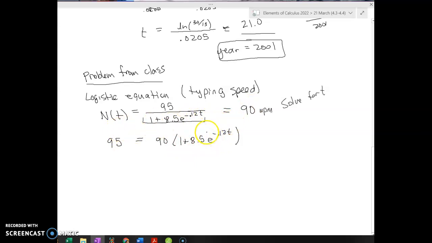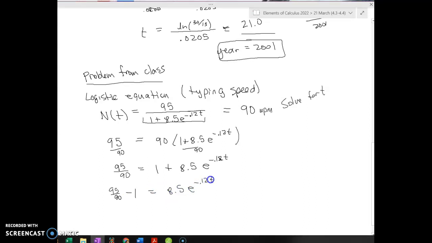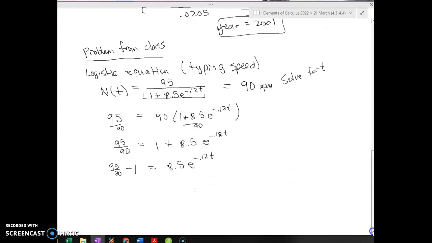And let's see, we want to get that t by itself. I guess we could divide both sides by 90 now. And we have 95 over 90, and on the right-hand side, we just get 1 plus 8.5 e to the negative 0.12t. We could subtract 1 from both sides, and we would get 95 over 90 minus 1 is 8.5 e to the negative 0.12t. Notice I'm not using my calculator at all until the very end.